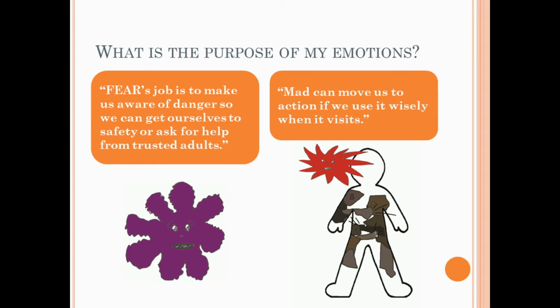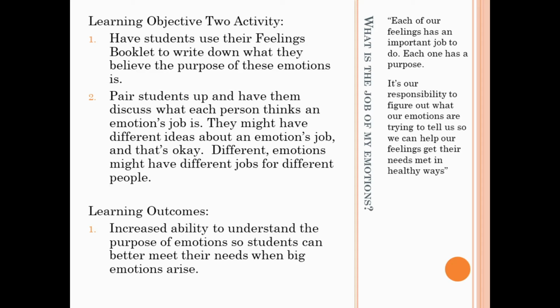From the book, what is the purpose of my emotions? Fear's job is to make us aware of danger so we can get ourselves to safety or ask for help from trusted adults. Mad can move us to action if we use it wisely when it visits. So those are just some examples from the book of what the purpose of different emotions are. Learning objective 2, activity. We're back to the feelings booklet.